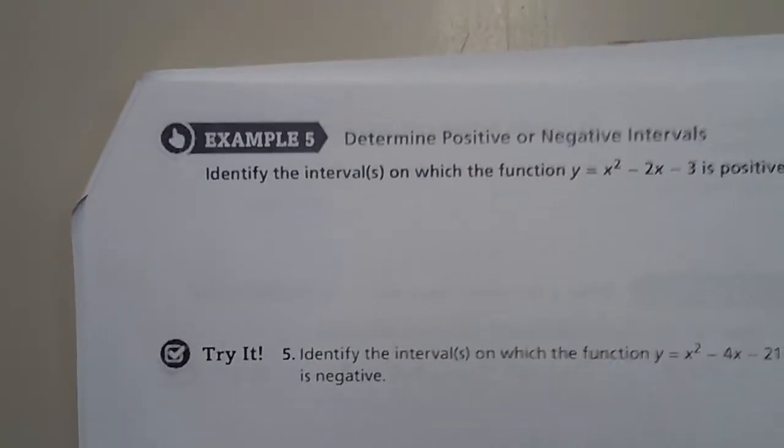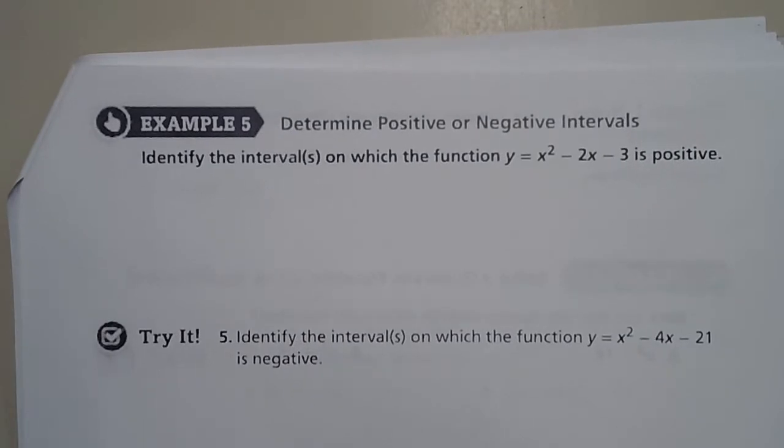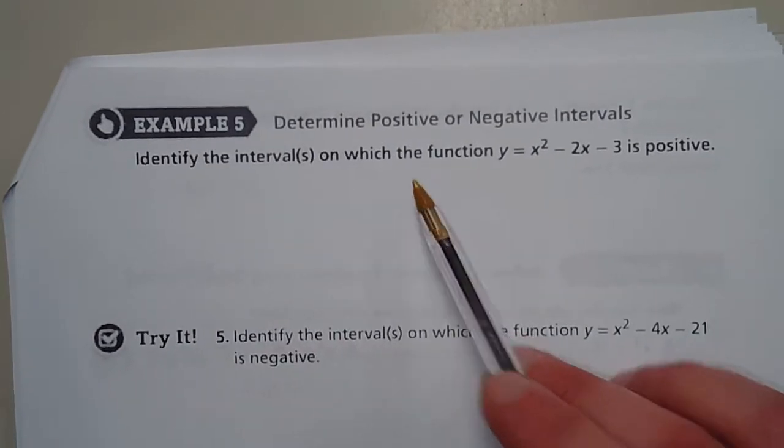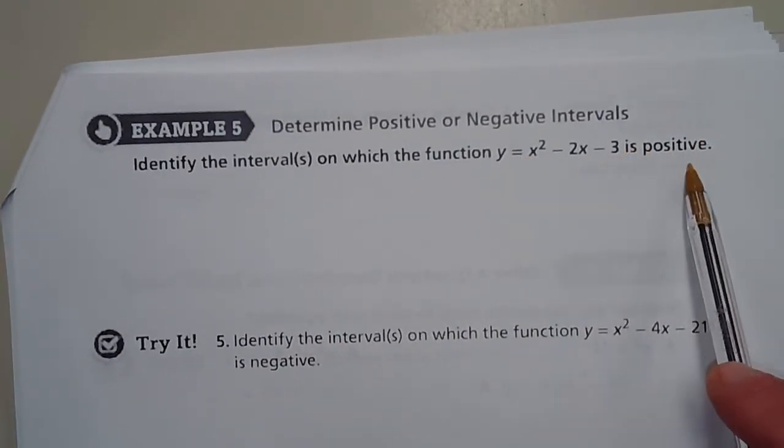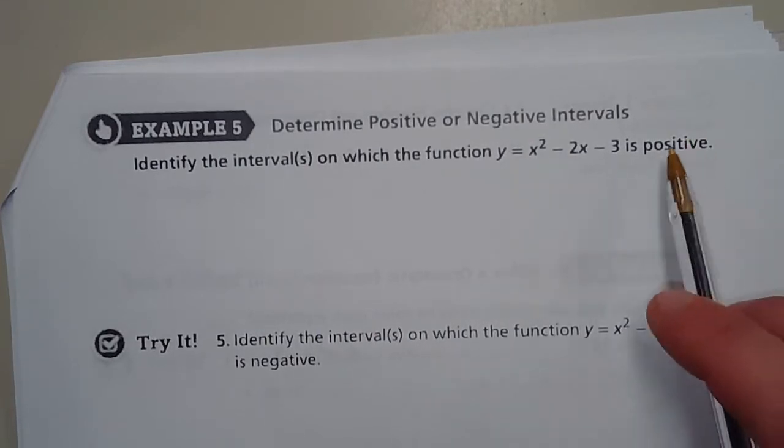Alrighty, so I'm going to wrap up 2-3 today. Example 5 here says determine positive and negative intervals. So it's actually going to tie in a skill that we've worked with back in chapter 1 into what we're doing right now. The idea here is, it says identify the interval on which this function is positive. To do that, we really need to know what this graph looks like.